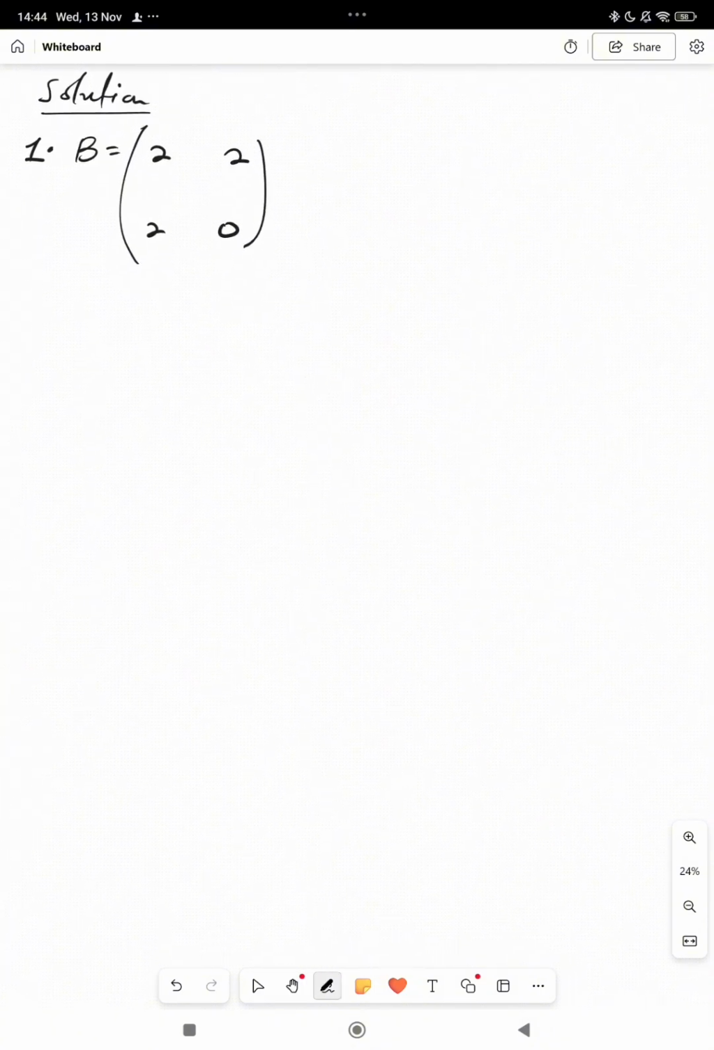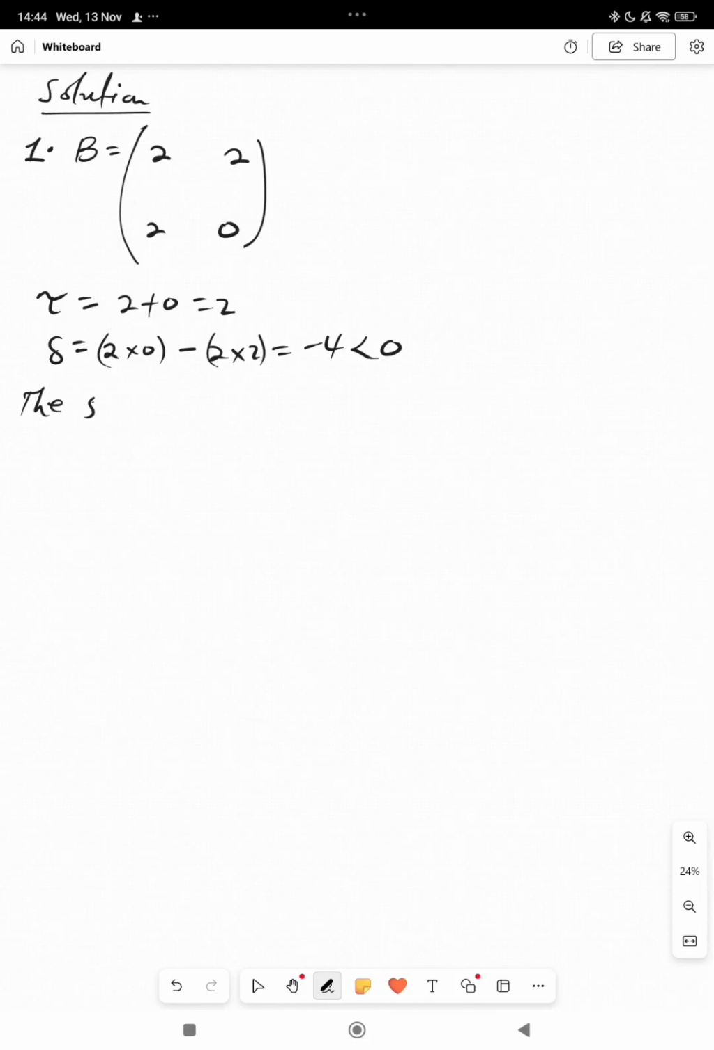Since this is 2 by 2, we find the trace and the determinant. The trace is just the sum of the values on the diagonal. So we have 2 plus 0, which is 2. We find the determinant: 2 times 0 minus 2 times 2 gives us minus 4, which is less than 0. So the system is a saddle at the origin.